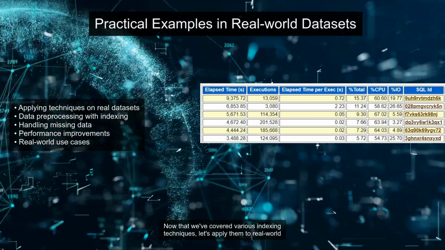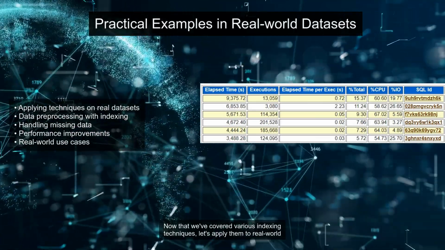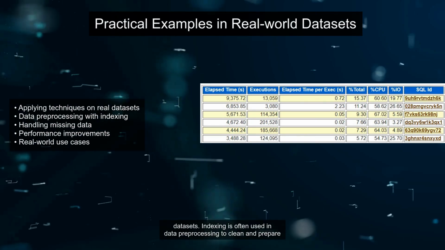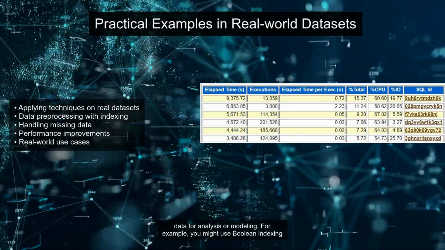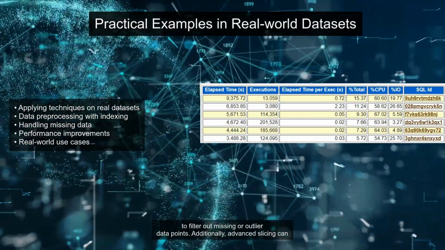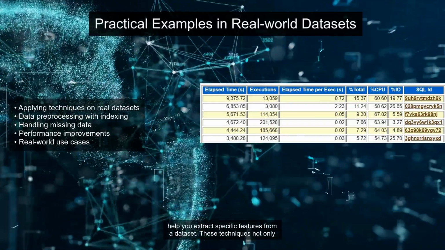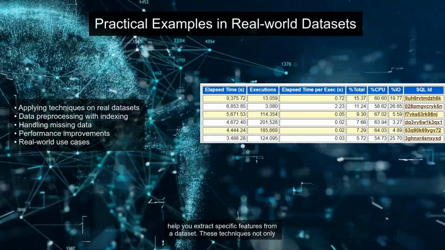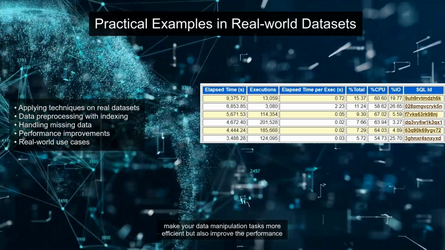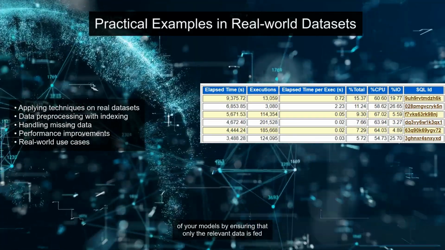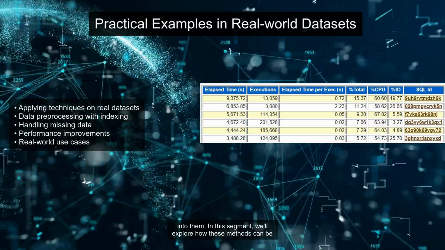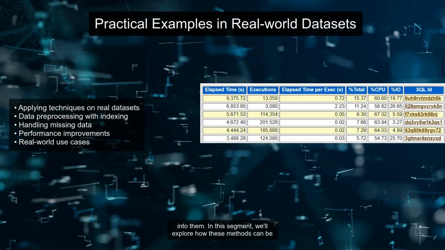Now that we've covered various indexing techniques, let's apply them to real-world datasets. Indexing is often used in data preprocessing to clean and prepare data for analysis or modeling. For example, you might use Boolean indexing to filter out missing or outlier data points. Additionally, advanced slicing can help you extract specific features from a dataset. These techniques not only make your data manipulation tasks more efficient but also improve the performance of your models by ensuring that only the relevant data is fed into them.